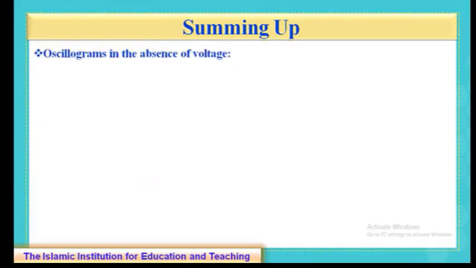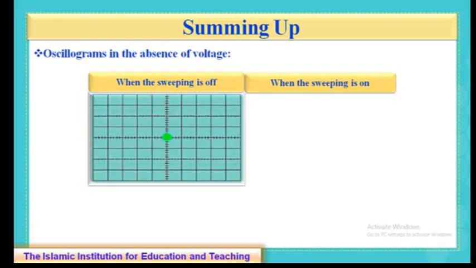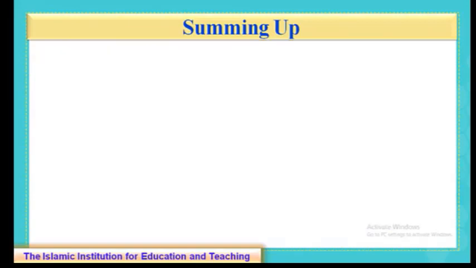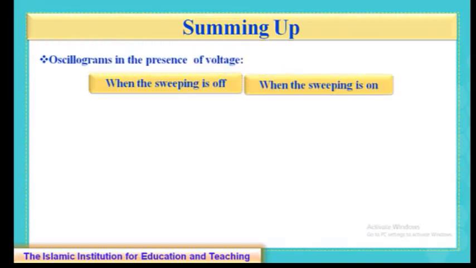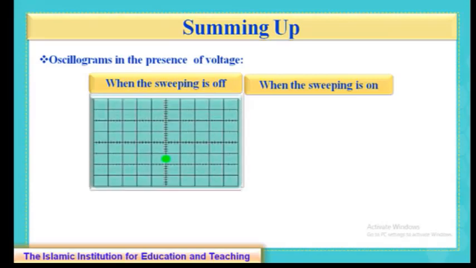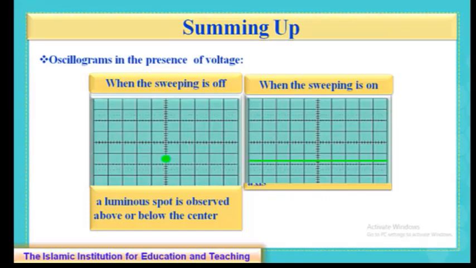Now, in the absence of the voltage, and when the sweeping is off, we get a luminous spot at the center of the screen. But when the sweeping is on, we get a horizontal luminous line at the center of the screen. Now, in the presence of the voltage, when the sweeping is off, the luminous spot is drifted upwards or downwards. But when the sweeping is on, we get a horizontal luminous line above the axis of time or below the axis of time.